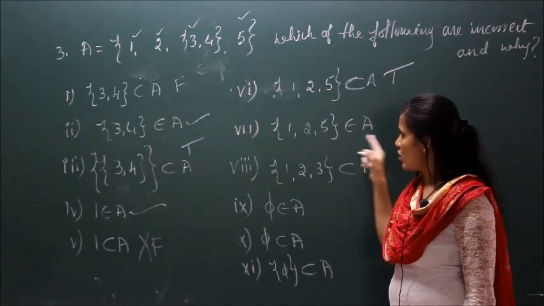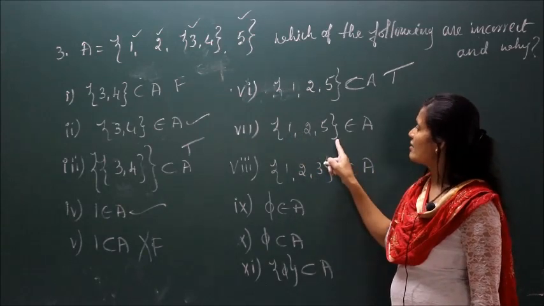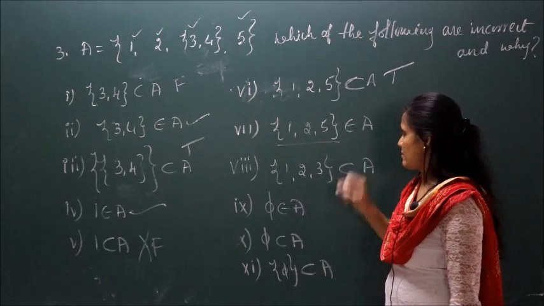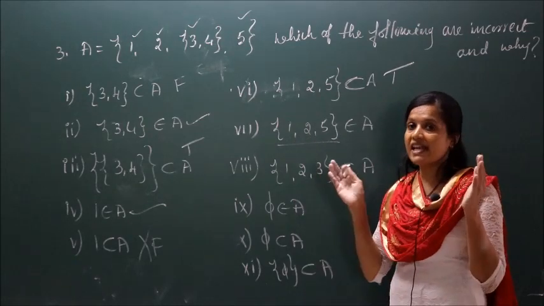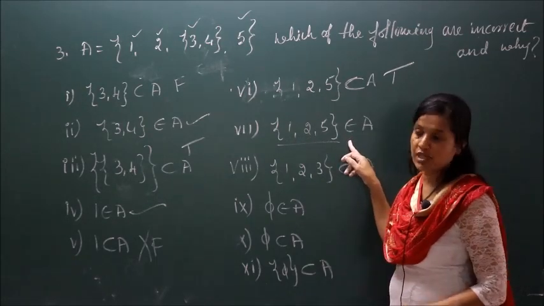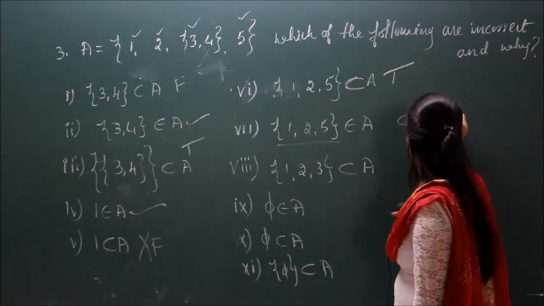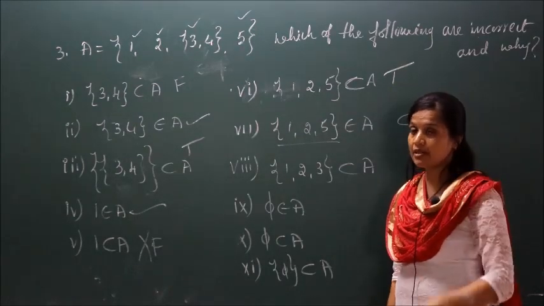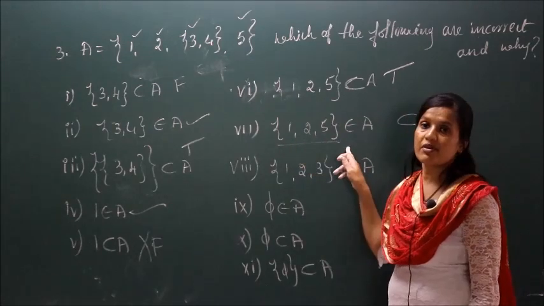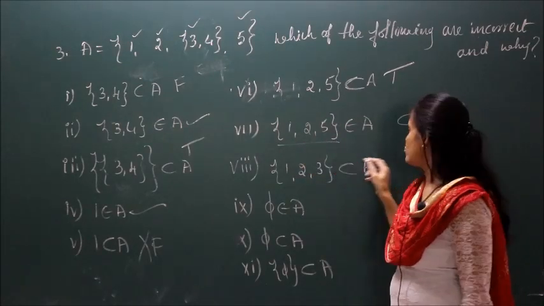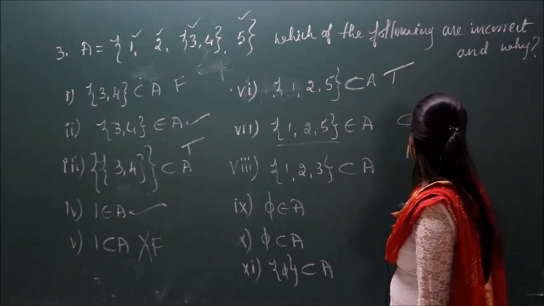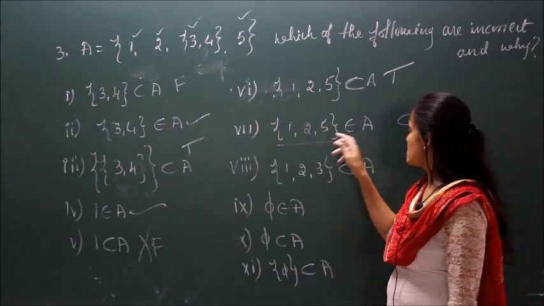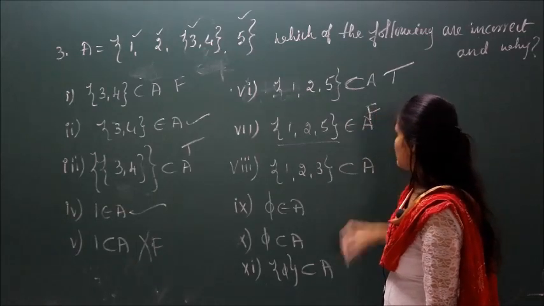1, 2, 5 belongs to A. False. Because see here, those elements are written within the flower bracket. That means it is a set. Whenever a set comes, we don't get this belongs to sign. Either I have to say subset or not a subset. When it is the case of an element, you are not supposed to put the flower brackets. You have to just write the element, belongs or does not belong. So this is a wrong statement.